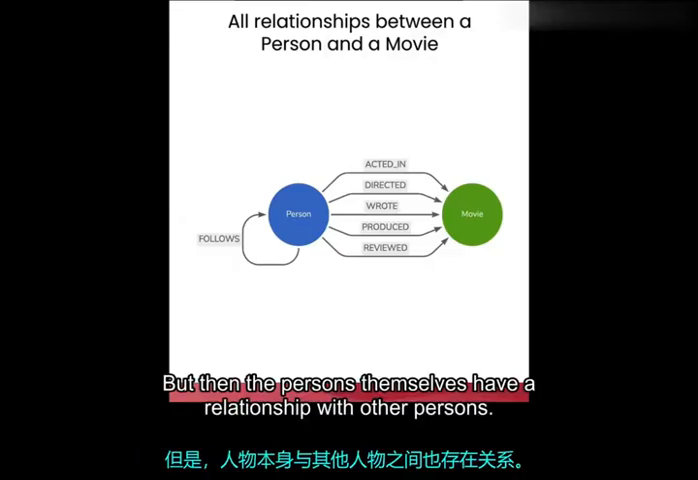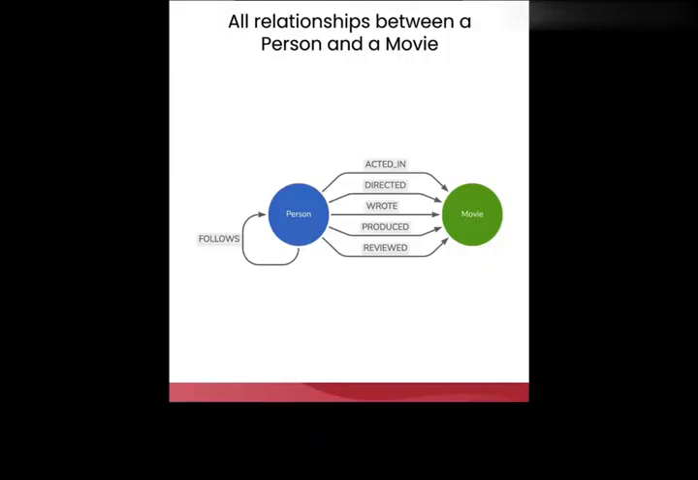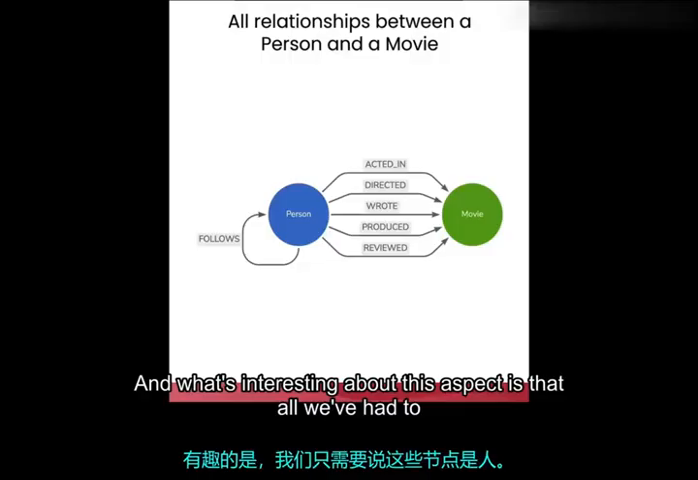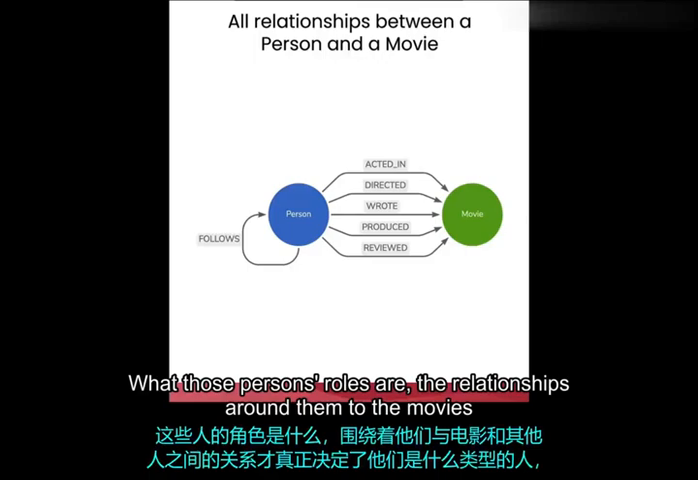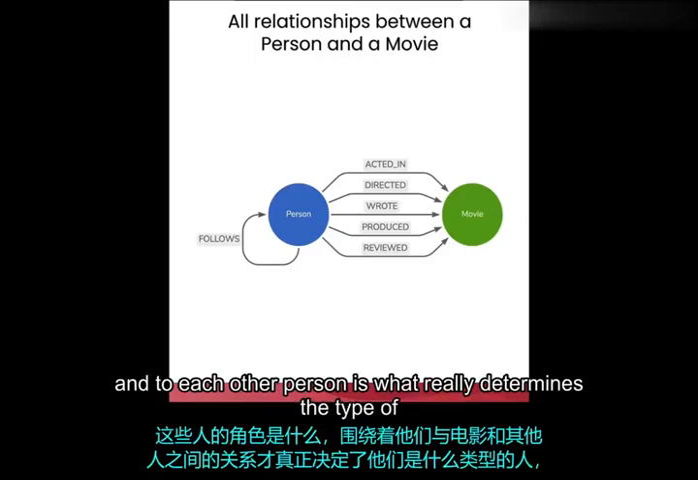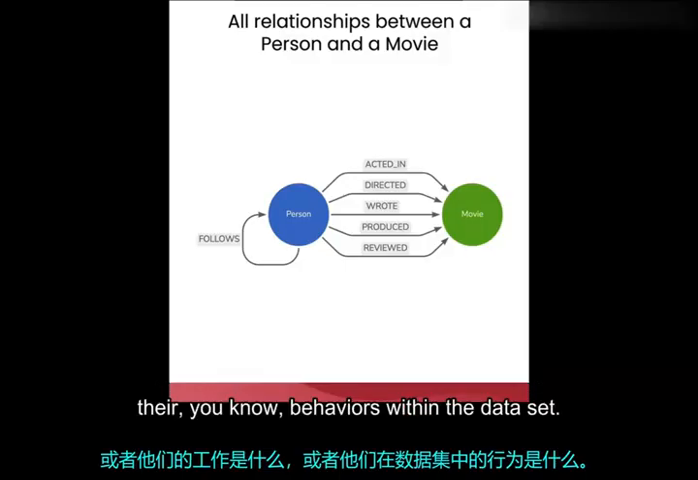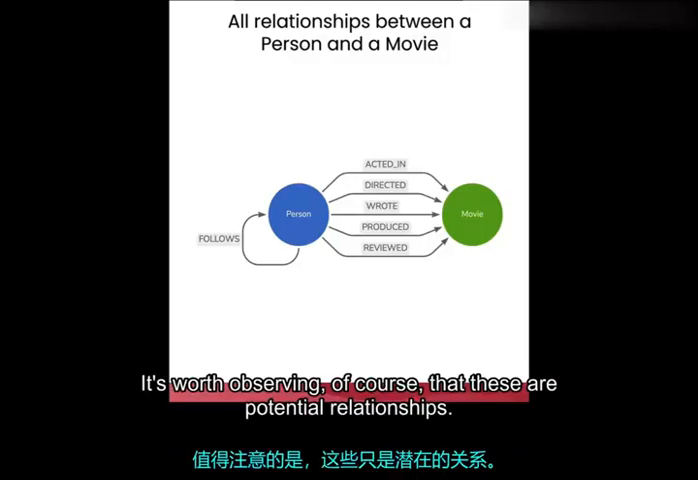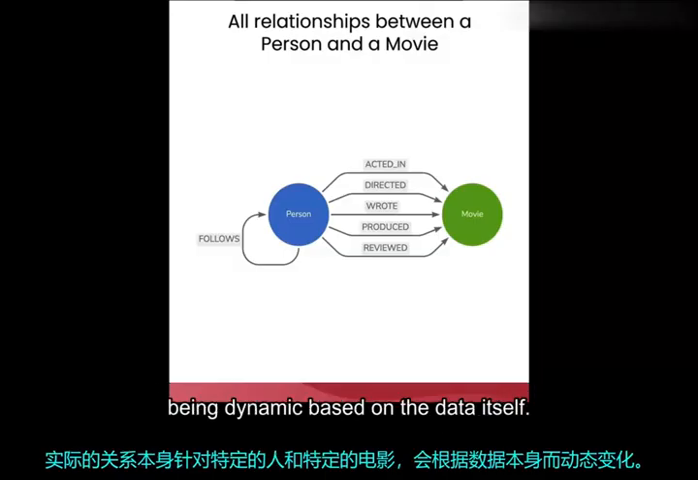But then the persons themselves have a relationship with other persons. Here it's the idea that if somebody has reviewed a movie, somebody else might be a follower of that reviewer. And so these are all the relationships that are present. And what's interesting about this aspect is that all we've had to say is that these nodes are persons. What those persons' roles are, the relationships around them to the movies and to other persons, is what really determines the type of person they are, or the job that they have, or their behaviors within the data set. It's worth observing, of course, that these are potential relationships. The actual relationships for particular people on particular movies end up being dynamic based on the data itself.